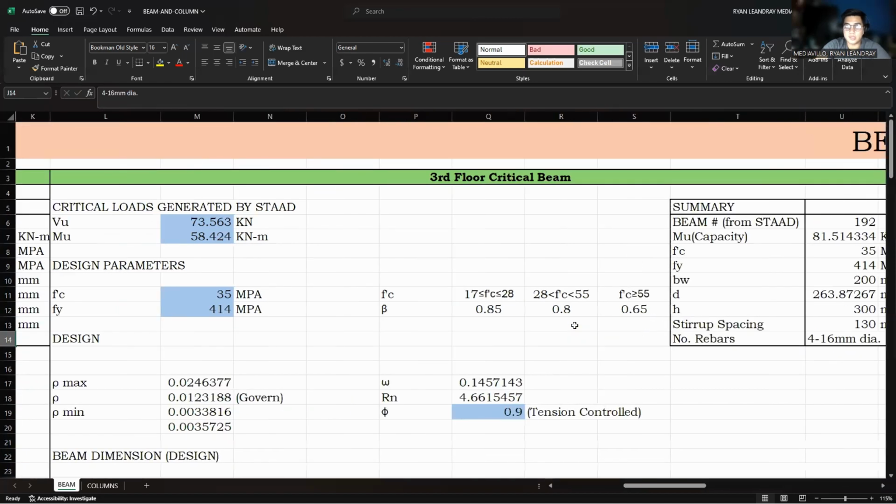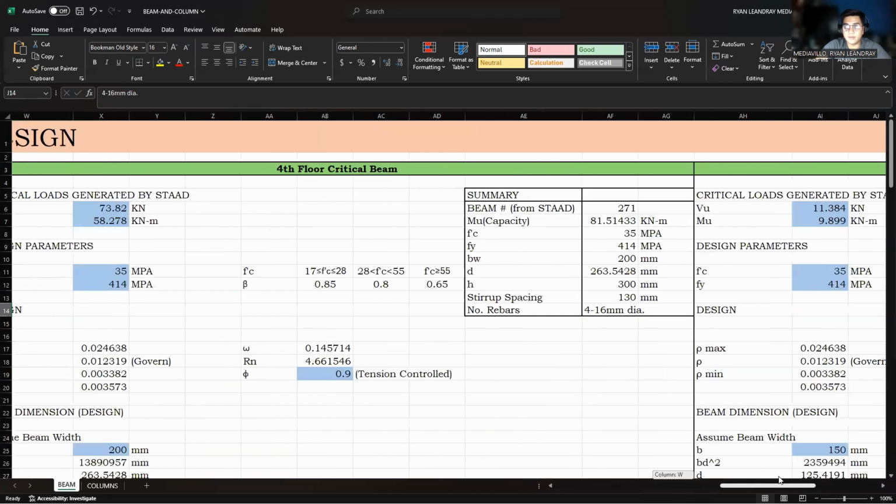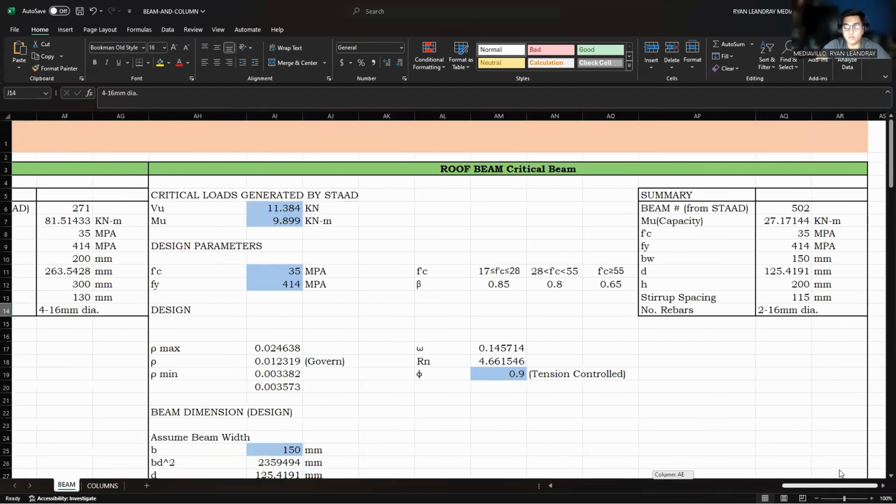And it will stay the same for the third floor critical beam, the fourth floor, and also the fifth beam. And I showed here that the highest moment acted on the beams in the roof beam is 9.899, and as you can see, it is very low. And the only one that is changed here is the beam width, or the dimensions of the beam, which will be smaller.